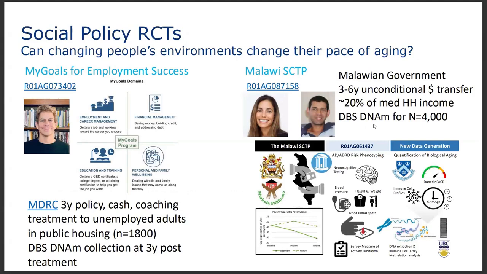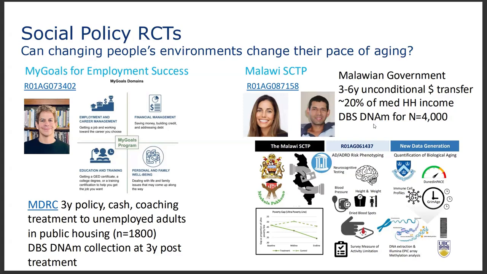With Peter Munig, we are collecting data from participants in an employment intervention called My Goals for Employment Success to find out whether a 3-year policy of cash and coaching intervention designed to help people get and maintain jobs slowed their rate of aging 3 years after the conclusion of the intervention.